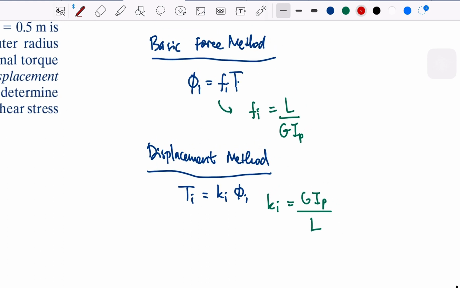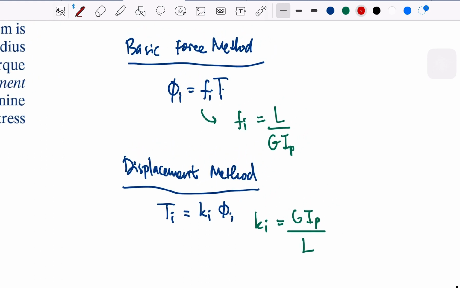First is what we call the basic force method, where we equate the equations with the twisted angle and equate the force, which in our case is the torsion. Now we are going to use what we call the displacement method, where we equate the torque with the twisted angle. And this is some constant that we are going to compute as well, the K and the small f, which is related to the inertia.